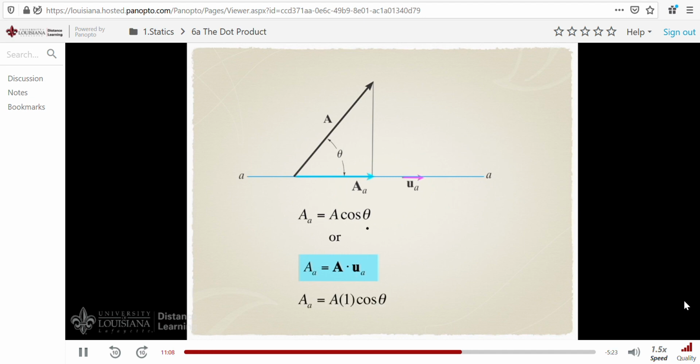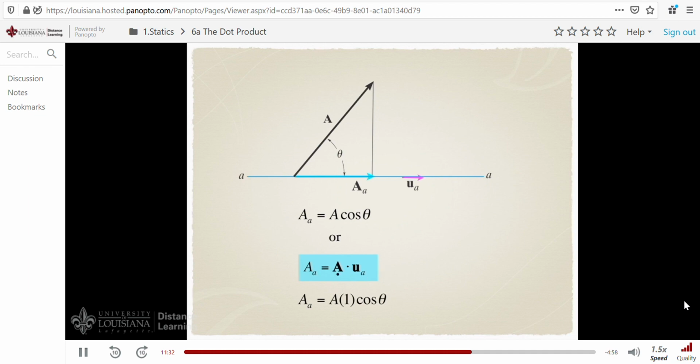Why is that? Well, let's consider it. A dot U of A is the magnitude of A, times the magnitude of U of A, which is 1, times the cosine of the angle between the two vectors. In other words, our angle theta, the angle between U of A and A. So this makes a rather straightforward way in which we can find the projected vector.